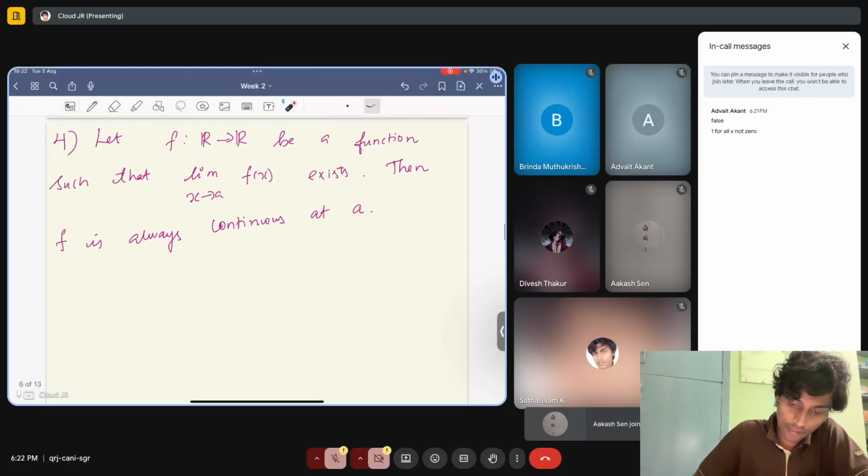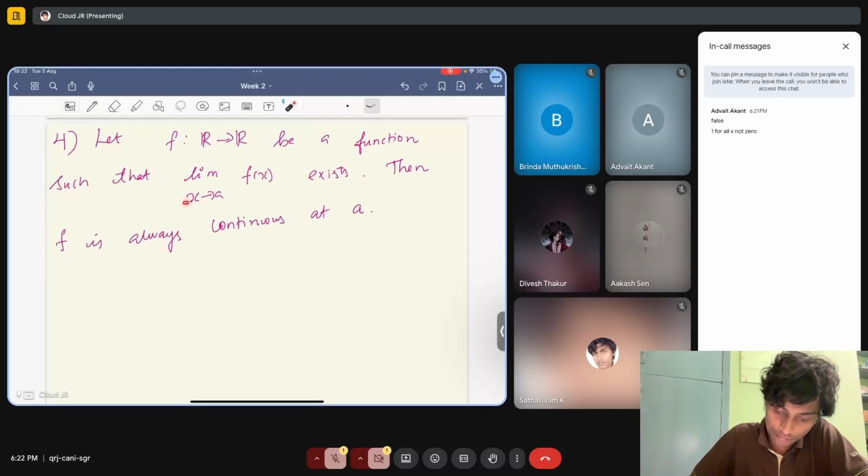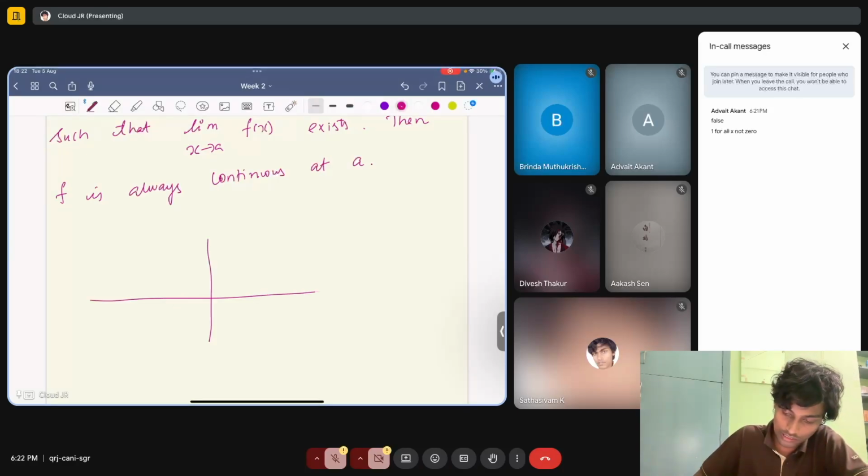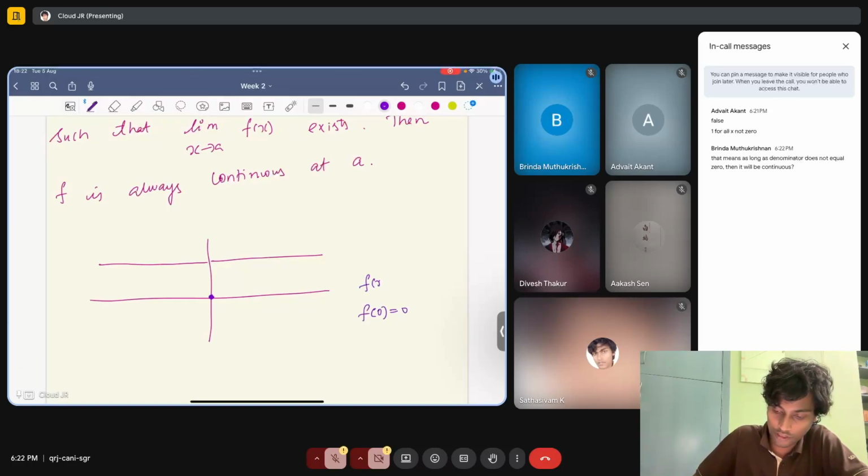Basically, what the problem tells is that you have a function such that the limit exists. So as you get closer and closer, let me just try a function. Let's say a function is like this. It's constant everywhere except at the point 0, where it is not constant. Let's say it becomes 0. So f of 0 is 0, and f of x is 1 if x is not equal to 0.